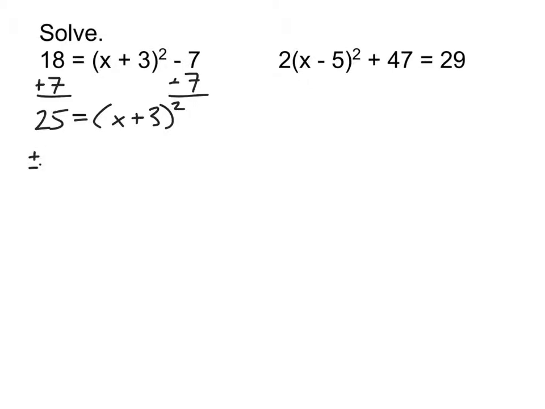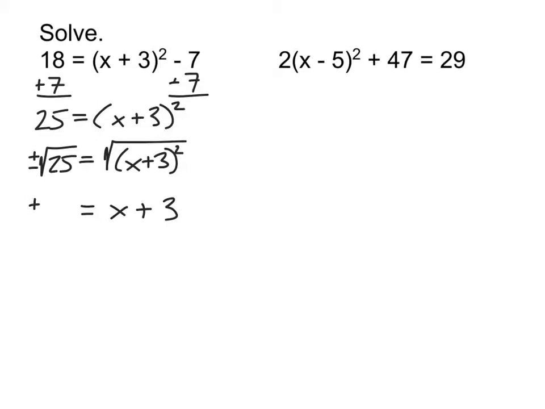When you do that, remember the plus or minus in front of the number side. So it's plus or minus square root of 25 equals square root of the other side, x plus 3 squared. The squared is still there because I still have the square root there. They do cancel each other out, though, and leave me just with the x plus 3. And then the plus or minus root 25 becomes plus or minus 5.